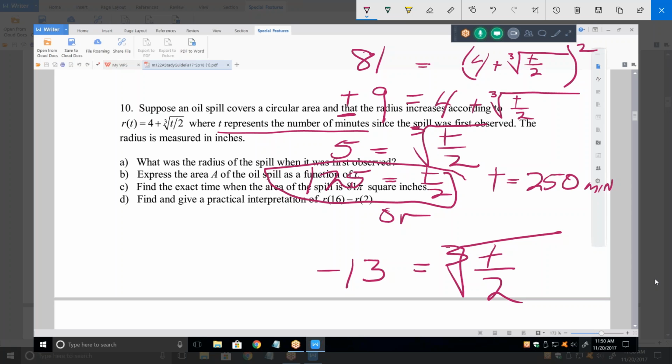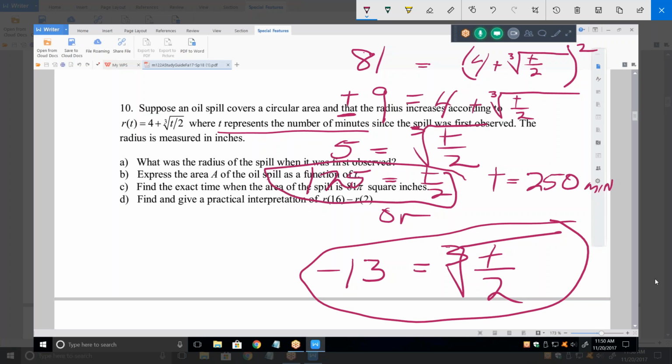Notice that if I try to solve for a second answer, I do have to cube both sides, which means t is going to be minus some enormous number, 13 cubed, but it's still going to be minus. Minus 4,394, 13 cubed times 2. That's a giant negative number. Time can't be negative. We throw that solution out. Our only solution is 250 minutes. And that is going to be the exact time.